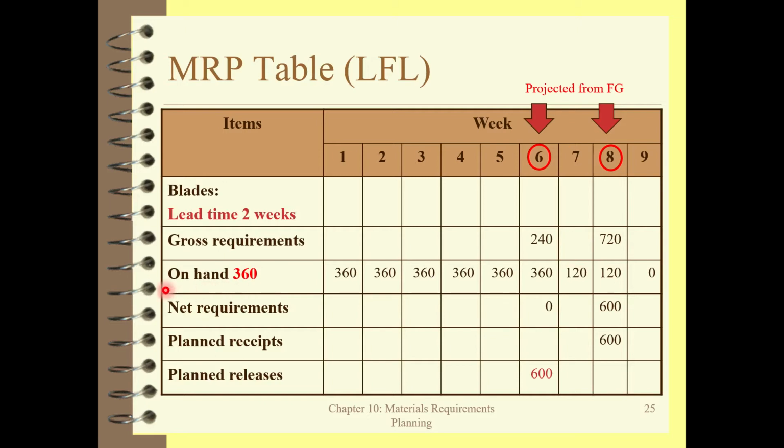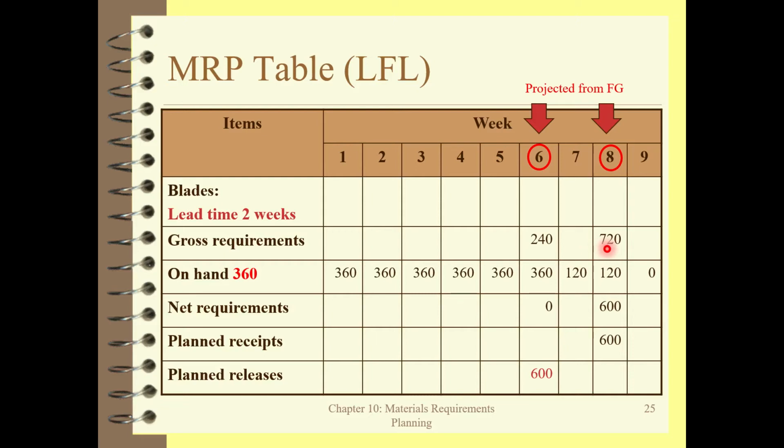But it says that you got on hand for the blade of 360, so you have 360 here until here. At the beginning of week 6, you still have on hand 360, and you need 240, right? This gross requirement is projected from the finished good. So you have on hand of 360, but the requirement is just 240. This is the remaining item on hand. 360 minus 240 is 120 at the beginning of week 7. Again, you don't have a requirement at the beginning of week 7, so it still remains 120 at the beginning of week 8.